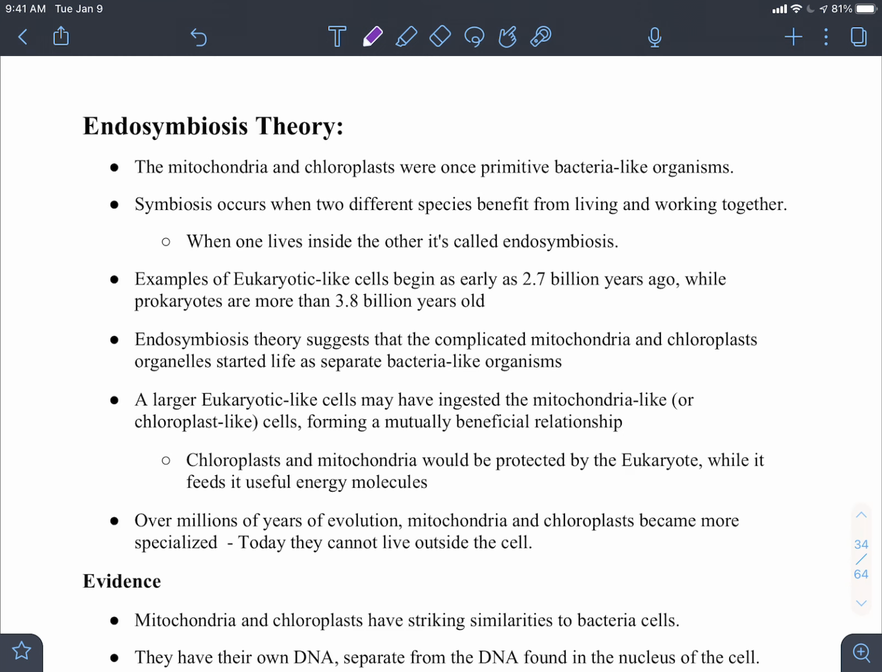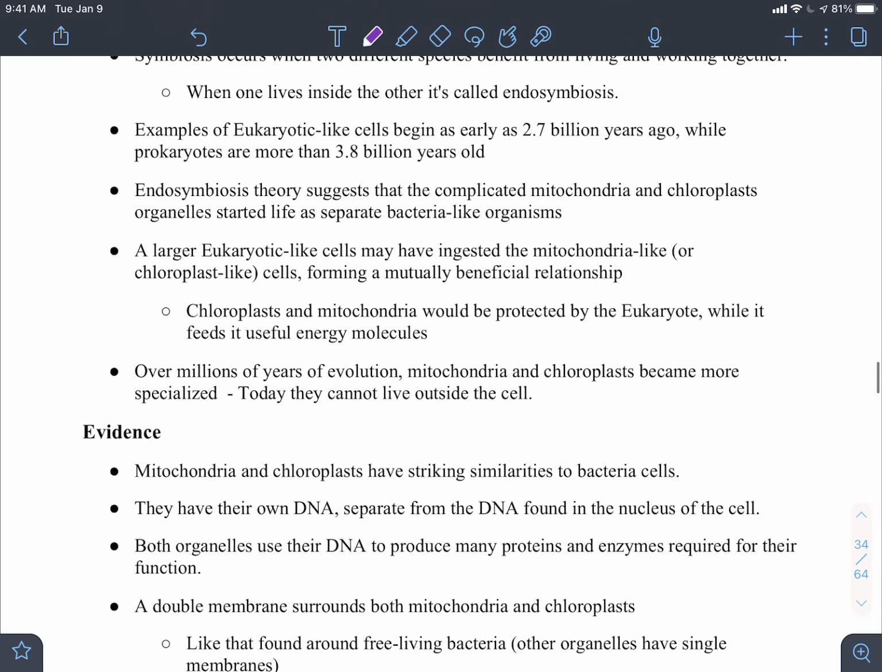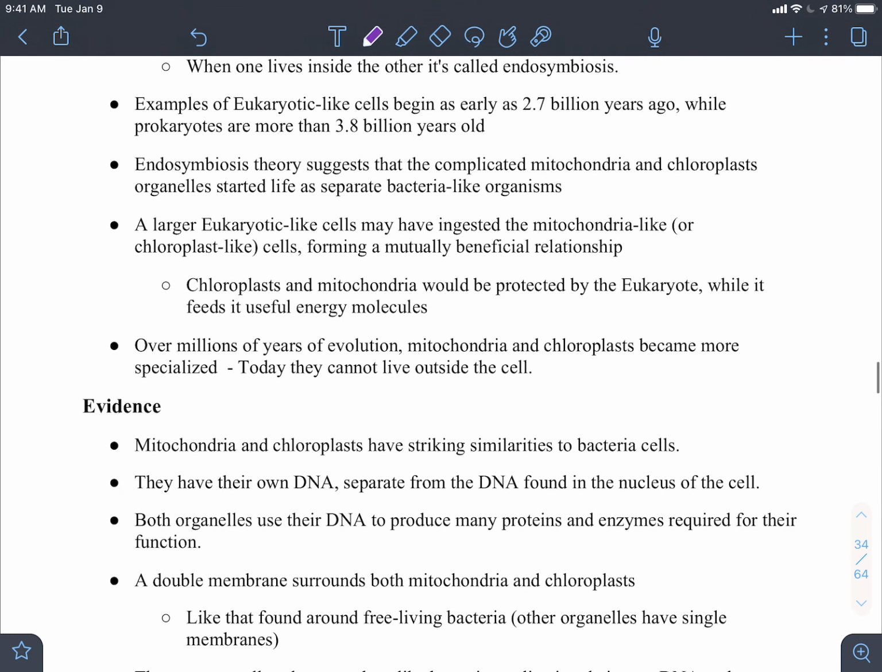So then the symbiosis theory would suggest that these complicated mitochondria and chloroplast organelles actually started off as these separate bacteria, as I suggested earlier in the previous page. The larger eukaryotic cell may have ingested this mitochondria, forming a mutually beneficial relationship. The chloroplast and mitochondria would be protected while they fed on the energy molecules.